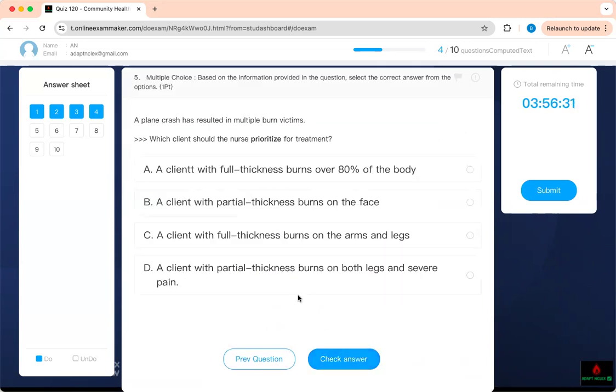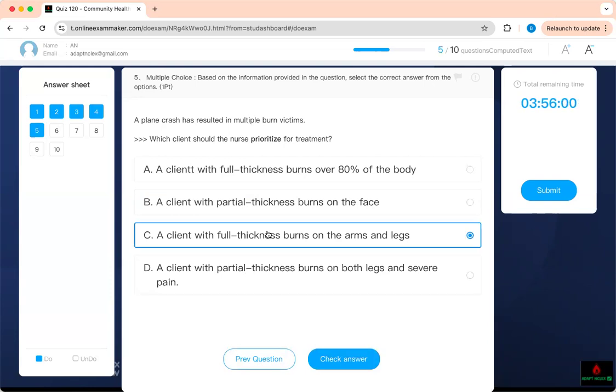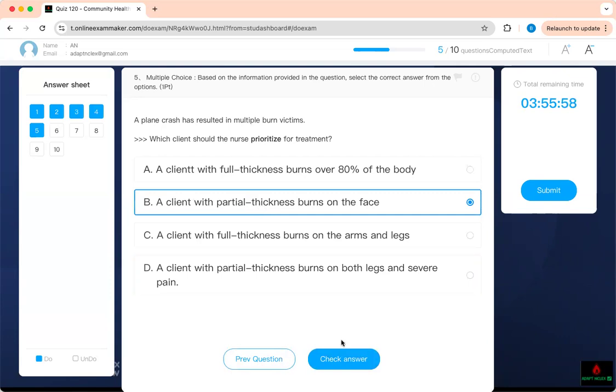Which client should the nurse prioritize for treatment? A plane crash has resulted in multiple burn victims. Everybody is burned. Who is in trouble? The one with the airway issue. A client with a full thickness burn over 80% of the body: you are dead, you are black. A client with a partial thickness burn to the face: airway problem, the face. A client with a full thickness burn to the arm and leg: your leg and your arms will live. A client with a partial thickness burn to both legs: will live. Your airway is a problem. Face.